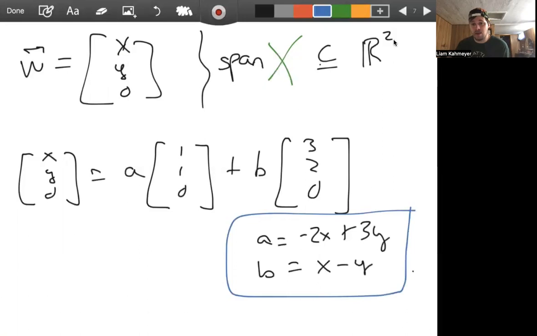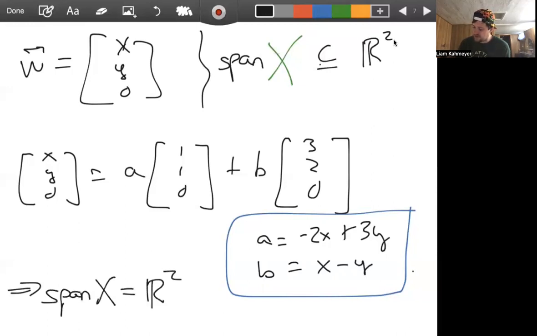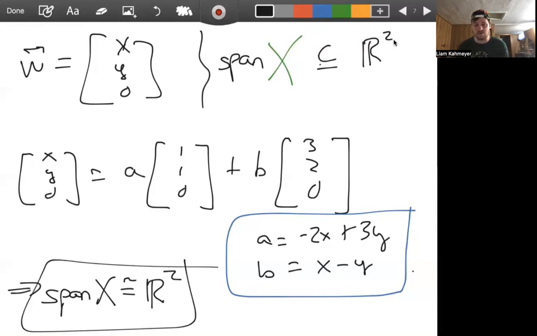And the domain of A and B here, right? The domain means all possible x and y values that you can choose. This domain is R2, which tells us that the span of this set is identically R2 here. Okay, and so this is an example for being able to calculate the span.